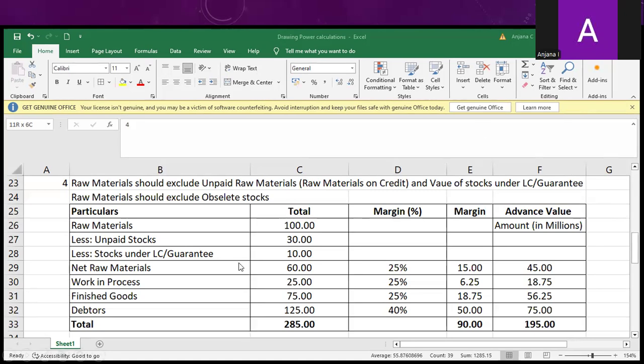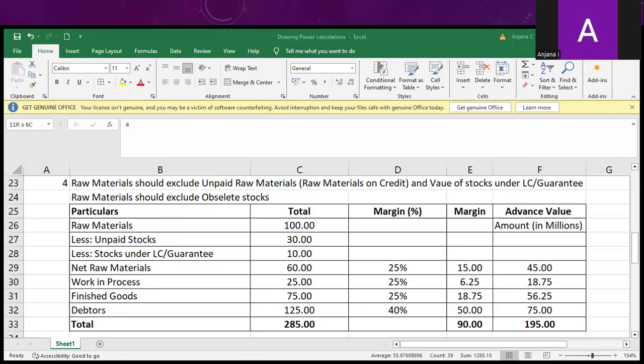In this instant case, of the raw material of 100 million, suppose we have an unpaid stock of 30 million and stocks under LC of 10 million, the net raw materials will be 60 million. Assuming there is a margin of 25%, that will be calculated on 60 million and not 100 million, because from raw materials, we need to reduce the unpaid stock and stocks under guarantee.